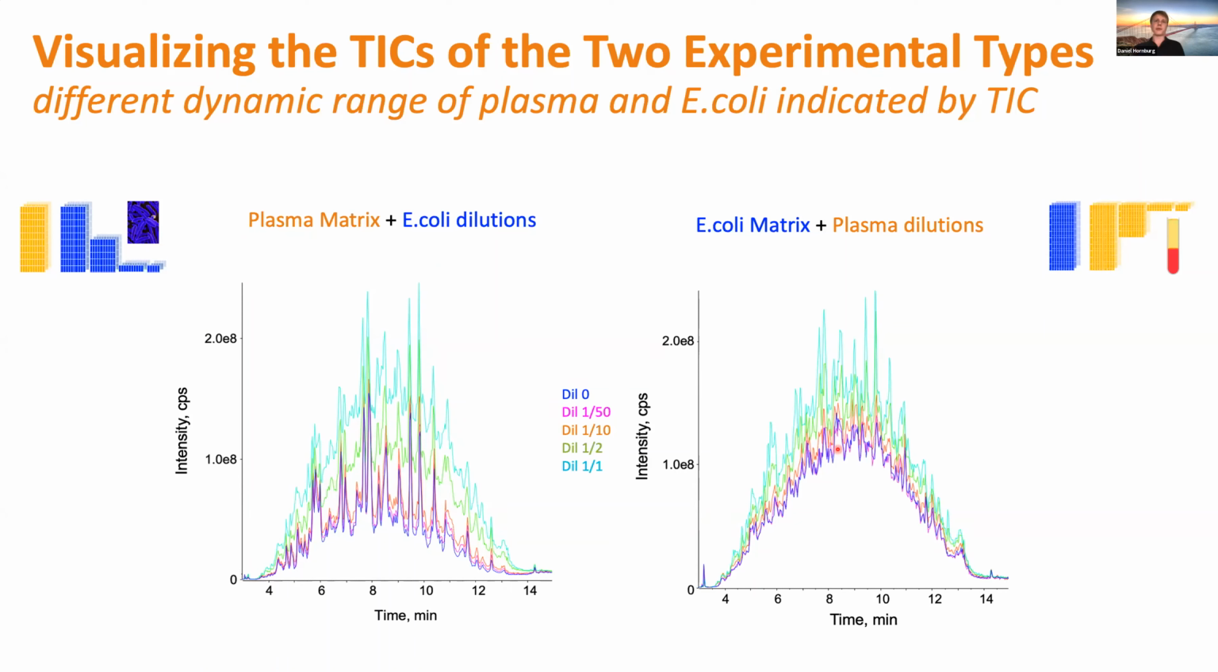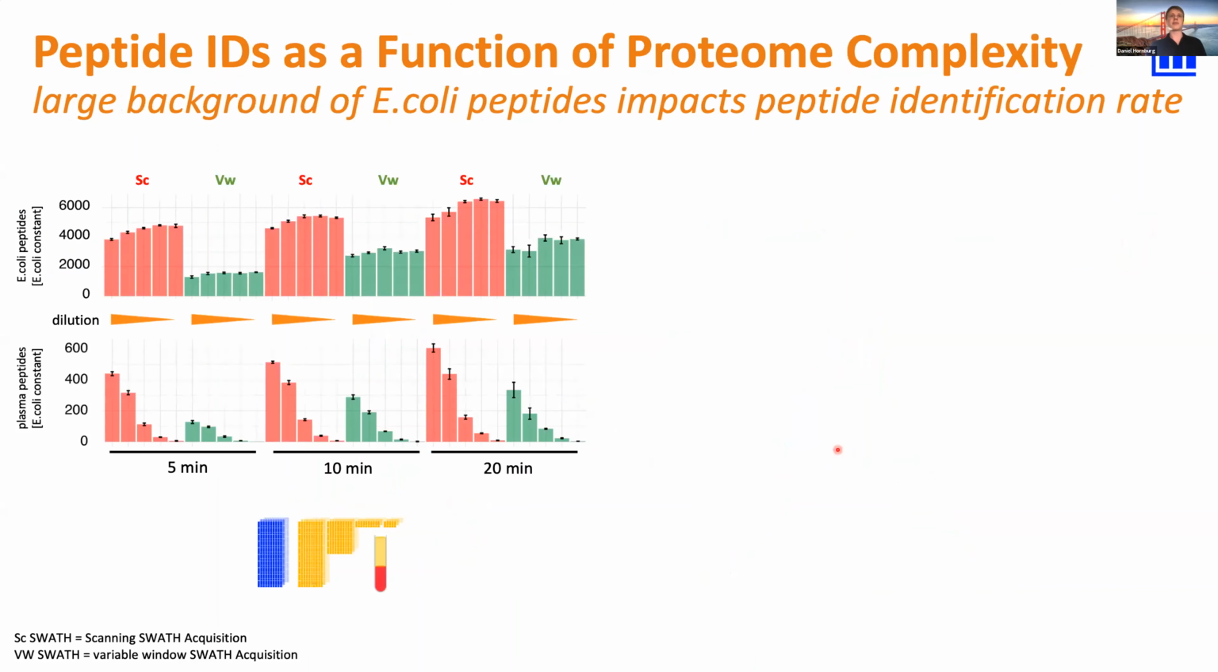This is a pretty complex figure, but let me guide you step by step through the information depicted here. We are always looking at one sample as a column, and I split the identifications for E. coli peptides and plasma peptides in the respective sample and plotted them as a bar plot, all in triplicates. So we have these error bars, and this is indicating the dilution of, in this case, the plasma peptides.